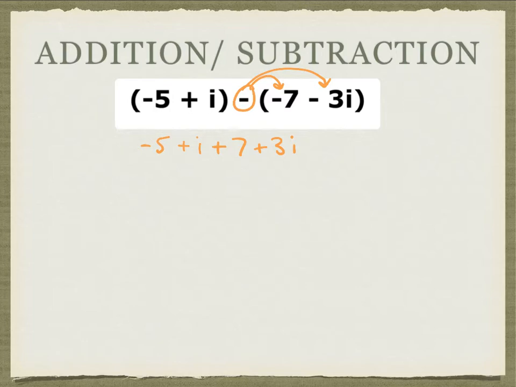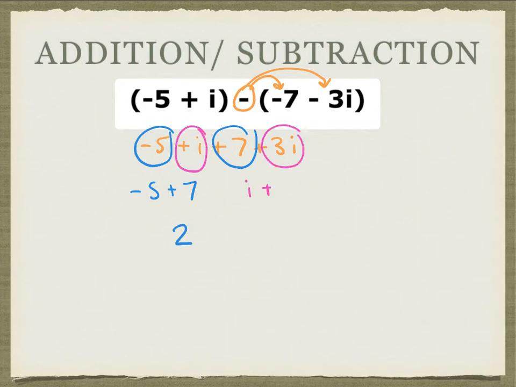What do we do next? So what is negative 5 plus 7? 2. And then we have to do the same with our imaginary numbers. So i plus 3i. Awesome. That would be 4i. Because our coefficient in front of the i is just 1. So 1 plus 3 would be 4. But it's not written, same reason that we don't write a 1 in front of an x. It's just understood that that's the coefficient.